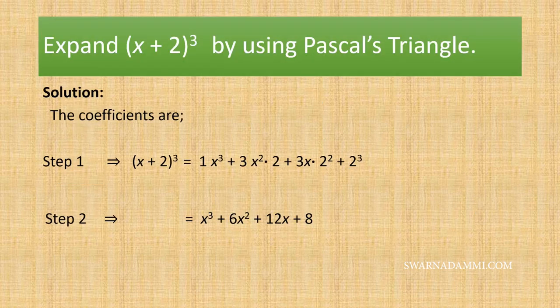One example to help understand how to expand a binomial by using Pascal's triangle. Given (x plus 2) to the power 3, by using Pascal's triangle we easily obtain the coefficients. This is actually a simple one: x and 2 separated by a plus sign. This is a binomial, and the power here is 3.